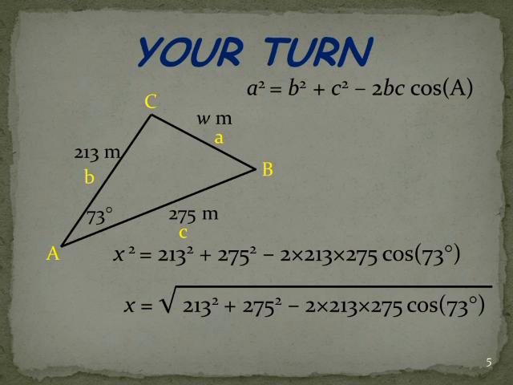Change the x squared into square root on the opposite side using its inverse function. So now we've got the square root. X is the square root of 213 squared plus 275 squared minus 2 times 213 times 275 cos 73. Now it's just a case of using your calculator. We find that x is 294.5 metres. That's it.